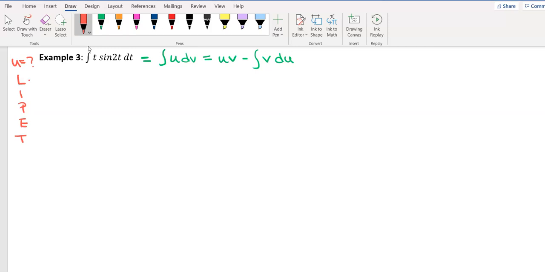Okay, do we have any logs in our original expression here? No. Do we have any inverse trig? The answer is no. Do we have a polynomial? The answer is yes, we do. Our polynomial in this case is t. So we need to set our u equal to t, which means if t is equal to u, then the rest of it, sine of 2t dt, is going to be equal to our dv.